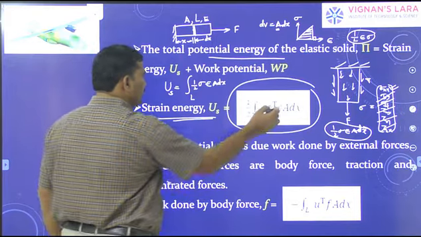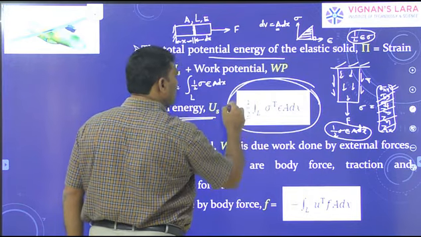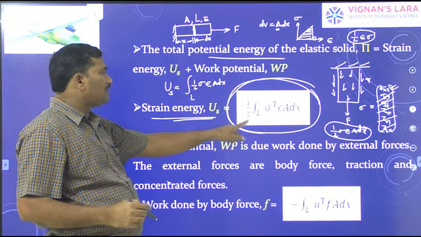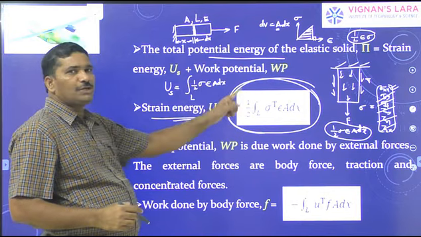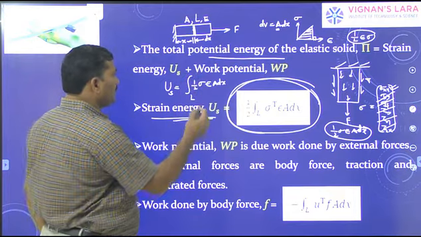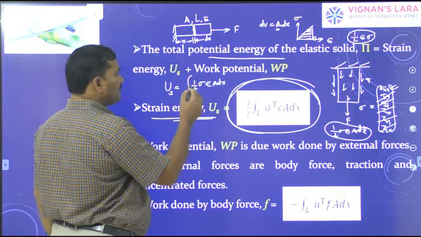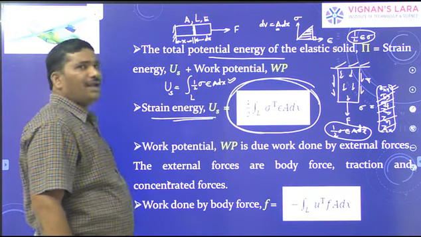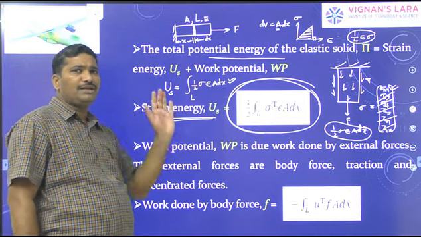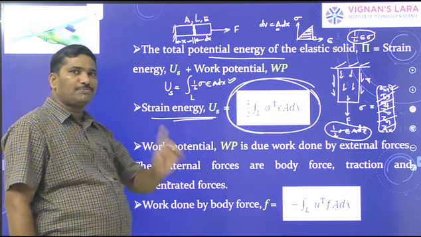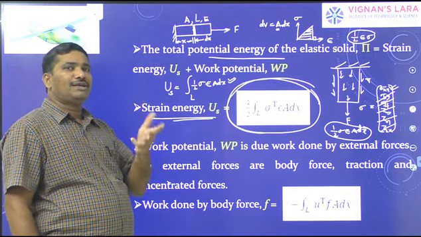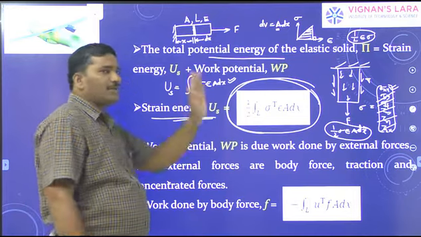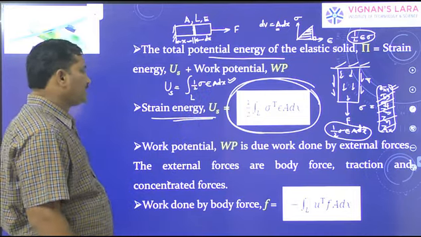So, what is the expression for determining the strain energy of the elastic solid? 1 by 2 into the integral over the length of the solid of sigma transpose into epsilon A dx. Or you can write 1 by 2 into the integral over the length of the element of sigma into epsilon A dx. What is variable here? x is variable. For one-dimensional problems, we take only one coordinate, that is x. This is how one can determine the strain energy of the elastic solid.